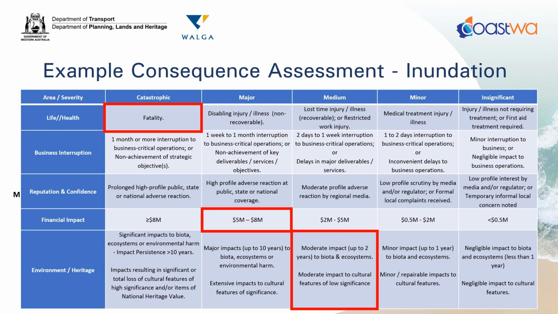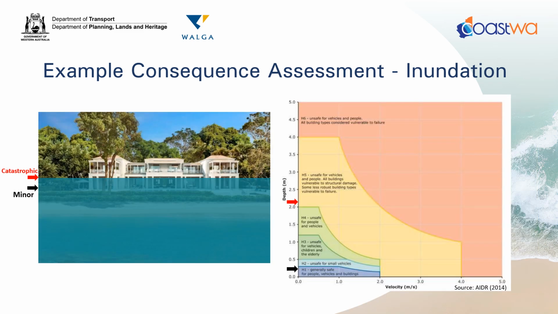So when we assess this, we now end up with the most critical consequence rating is catastrophic due to the risk to life and health. So we end up with, I guess, a difference based on the inundation depth that we're seeing.